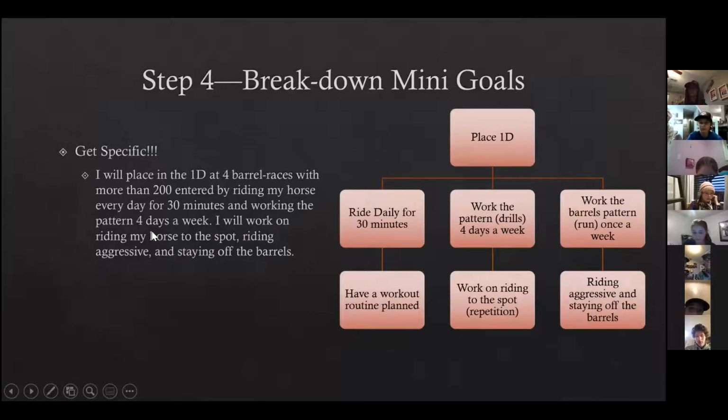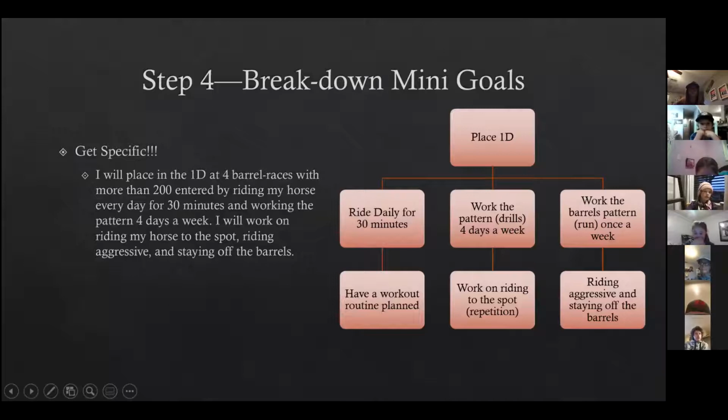So with our original goal of I will place in the 1D at 4 barrel races with more than 200 entered, we're going to get more specific by saying, by riding my horse every day for 30 minutes and working on the pattern 4 days a week. I will ride and work on riding my horse to the spot, riding aggressive, and staying off the barrels.